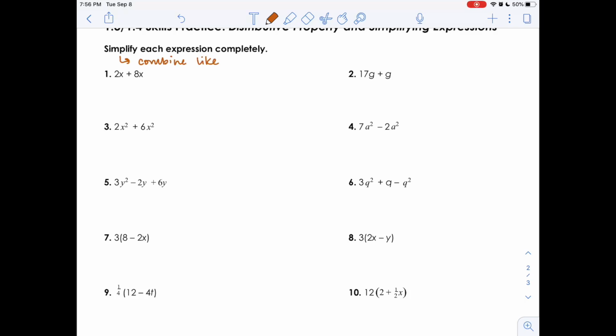And what like terms mean is that they have the same base and the same exponent. So here I have 2x plus 8x. Both of these have a base of x, and the exponent would just be to the first power. So if I have 2x's plus 8x's, yes, those are like terms and they can be combined. 2 plus 8 is 10. And you keep the variable.